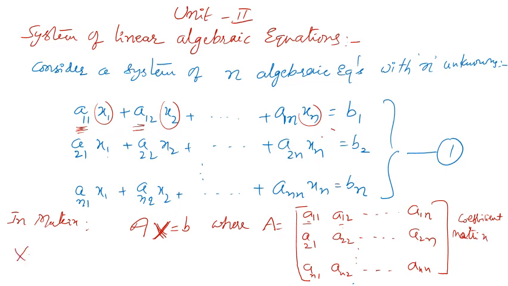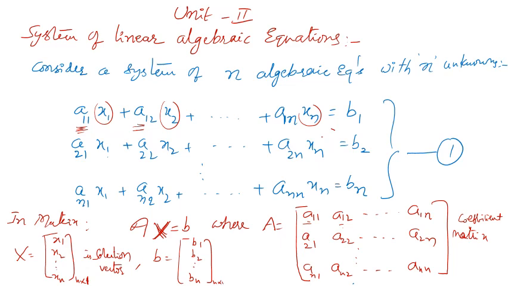And what is x? x stands for the solution vector. What are the unknowns here? x1, x2 and so on up to xn. This is n rows and 1 column, the solution vector. Vector here does not mean dimension and magnitude. Any matrix with only a single row or single column is called a vector. And what is B? B stands for the right hand side elements, b1, b2 and so on, bn. This is called the RHS vector.